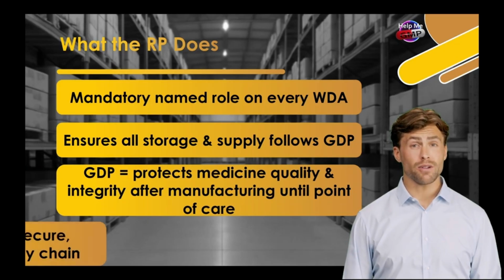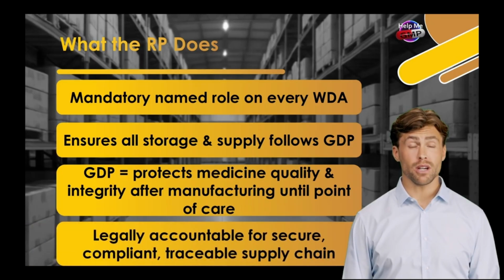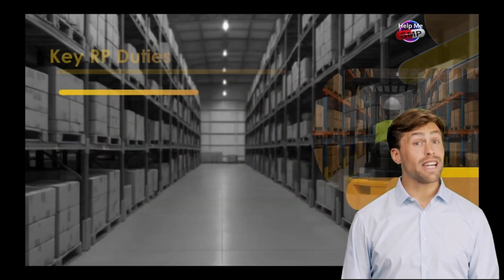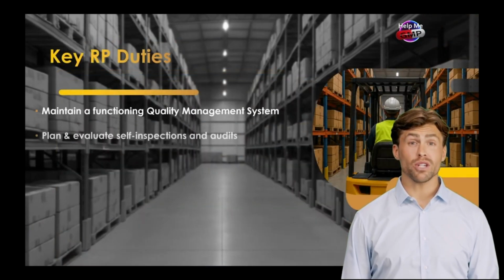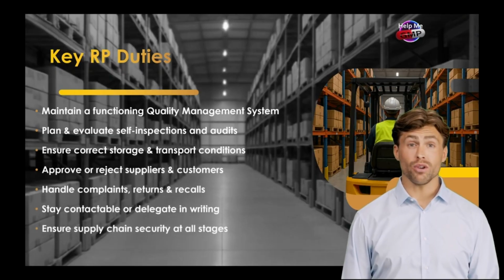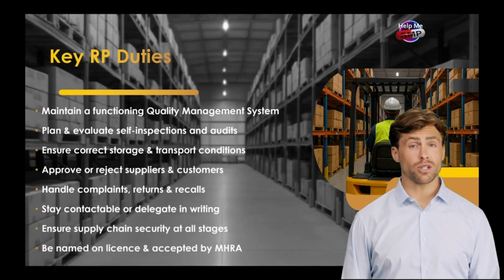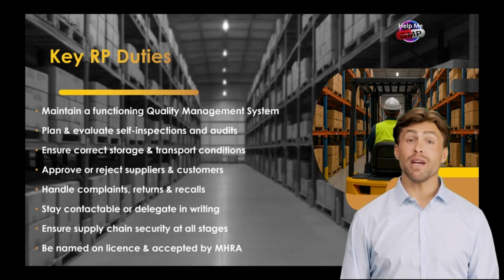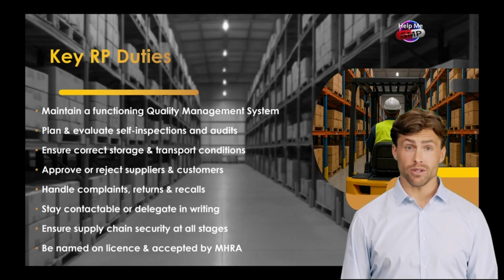The RP is legally accountable for that protection and must keep the supply chain secure, compliant, and traceable. Their key duties include maintaining a fully functioning quality management system, planning and evaluating self-inspections and internal audits, ensuring medicines are stored and transported under the correct temperature and environmental conditions, approving or rejecting suppliers and customers, handling complaints, returns and recalls, being continuously contactable, or having written controlled delegation, ensuring the security of the supply chain is maintained throughout the storage and distribution lifecycle.